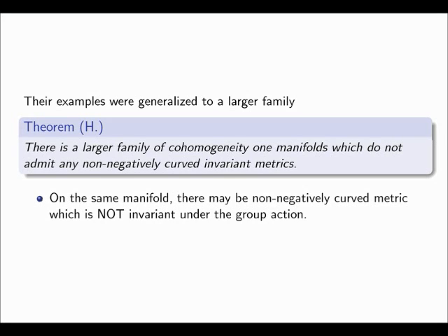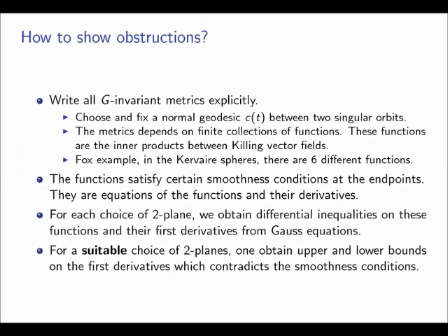Okay, so now we look at how to show the obstruction for the non-negatively curved metric. This is the strategy. We see in the S2 case the metric: we can fix a normal geodesic, like the half equator in S2. This is a geodesic in general, parametrized by t, between two singular orbits.